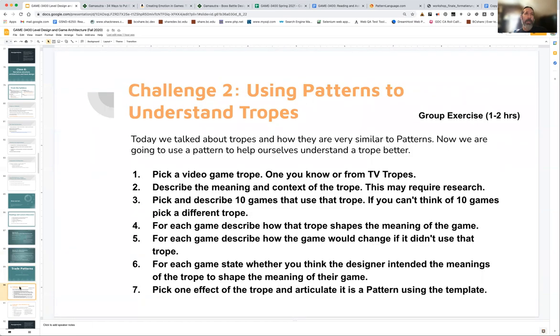The two challenges that I talked about, there is a challenge about using patterns to understand tropes. So if there's a trope you see a lot in games and you want to try to understand what purpose that trope is serving, and maybe if there are ways that you can get that effect without bringing the baggage along with you, this can be a good exercise for doing that. Again, if you feel like you need to make up some work or just have a trope you're interested in, you can do this challenge.